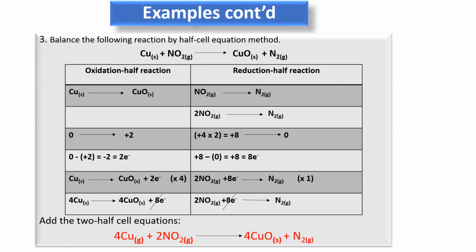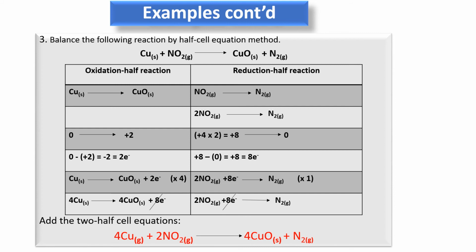Here is another example. This is example number 3. I like to give you more than enough examples so that you will understand the process better. The equation given to us this time around is Cu. What does Cu represent? Can somebody tell me? Yes, copper. Copper reacts with nitrogen(IV) oxide to form copper(II) oxide and liberate nitrogen gas.